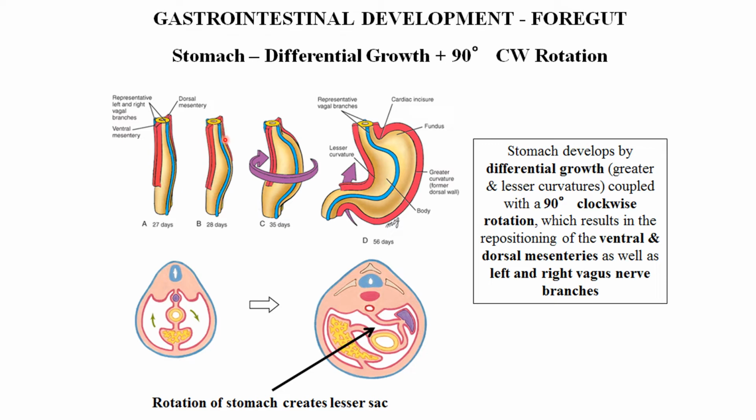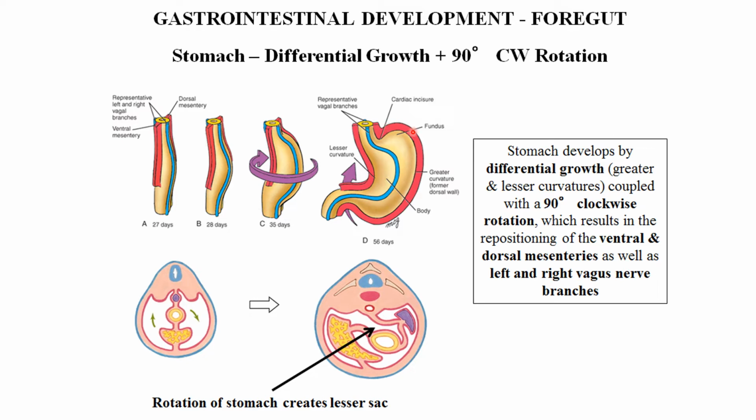Now, with elongation and broadening of the gut tube at the level of the foregut, the dorsal border supersedes the ventral border in growth, and with further differential growth it becomes convex. The dorsal border becomes convex and the ventral one, lacking that growth, becomes concave. Between these two fixed points, esophageal and duodenal, the gut rotates 90 degrees clockwise.